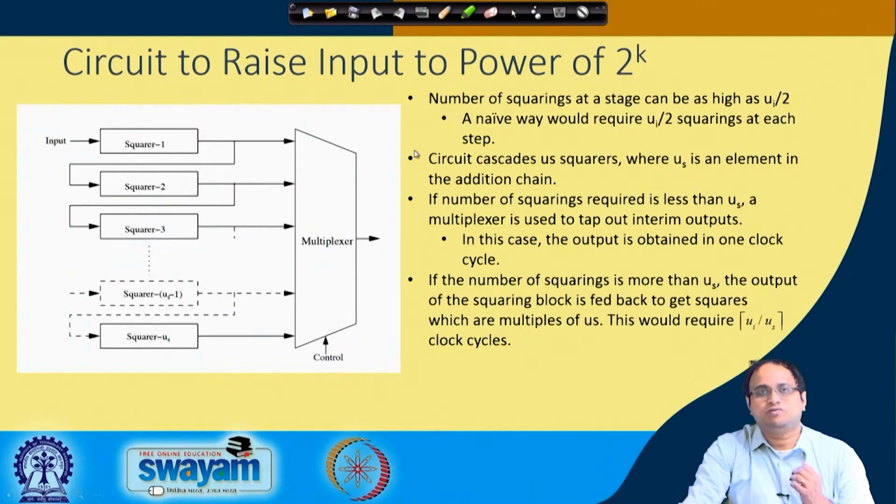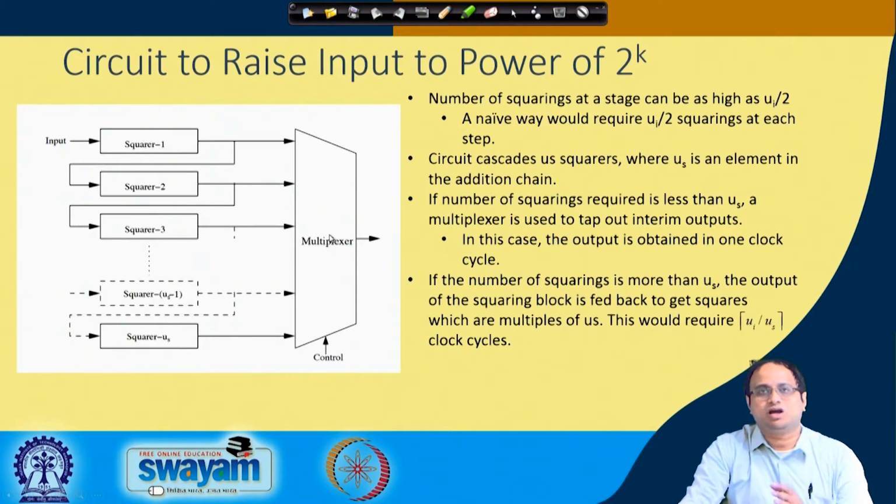Okay. So, what you can do is you can try to trade off between hardware and the clock cycles, and rather than implementing one squarer, you can actually have a cascade of squarers. So, you can have say US number of squarers. Okay. So, US essentially is a value in the addition chain, which you have chosen by some kind of analysis, which I will try to elaborate later on. But imagine that you have got US number of squarers which you have cascaded, and then you have followed it by a multiplexer circuit. Okay.